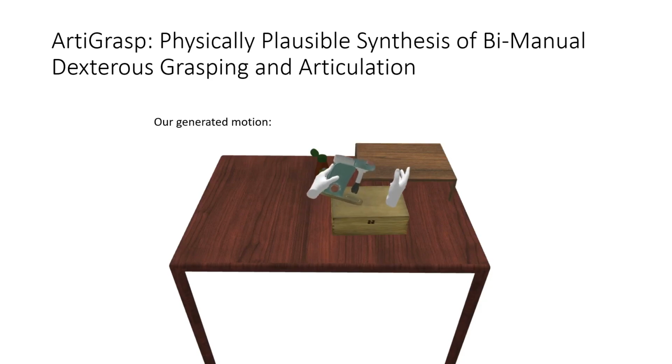In this paper, we present ArtiGrasp, the first method to synthesize dynamic bimanual dexterous grasping and articulation in a physically plausible way.